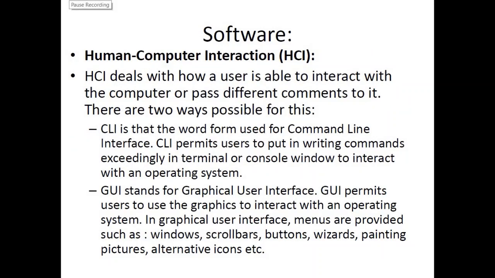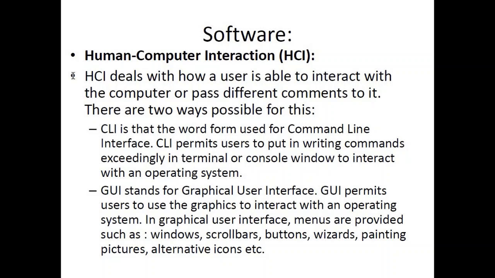Last but not the least, an important task of the operating system is human computer interaction, or HCI. It deals with how a user is able to interact with the computer or pass different commands to it. There are two possible ways for this: CLI and GUI. CLI is the word used for command line interface. It permits the user to write commands in terminals or console windows to interact with an operating system. DOS or disk operating system is an example of this.